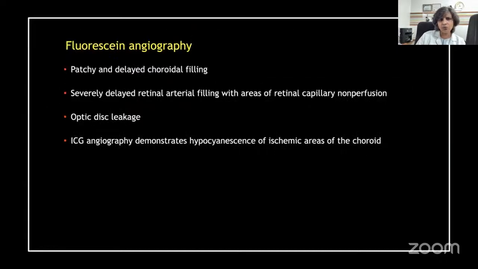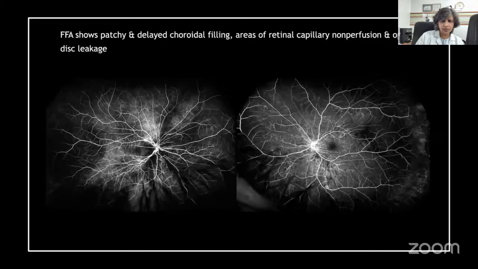Fluorescein angiography, not very important, but shows patchy and delayed choroidal filling, severely delayed retinal arterial filling with areas of non-perfusion, disc leakage, and ICG shows hypofluorescence of ischemic areas of the choroid. So this is a fluorescein angiogram showing patchy choroidal filling, non-perfusion of the retina, and disc leakage.